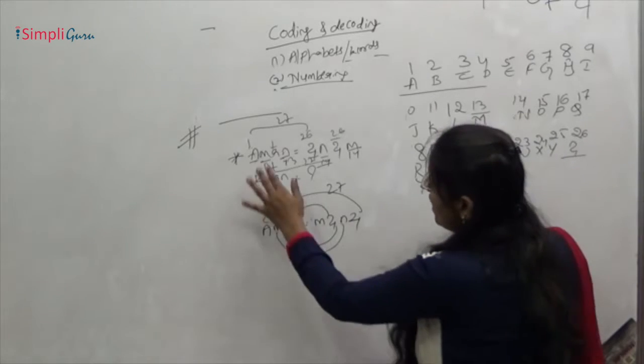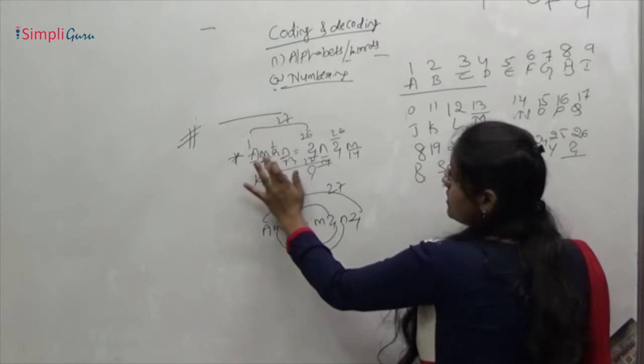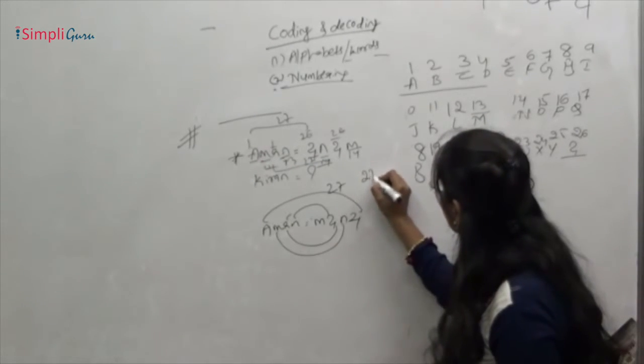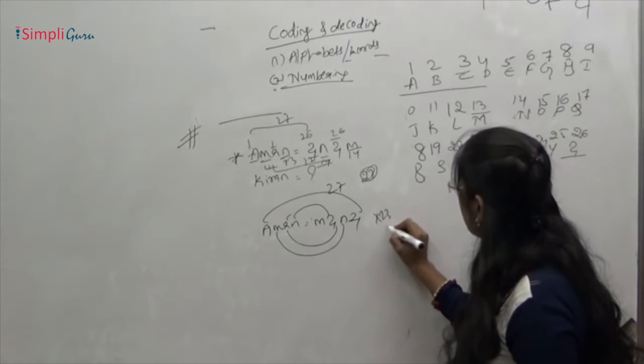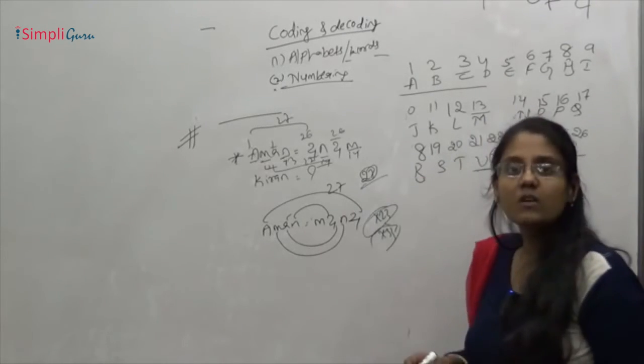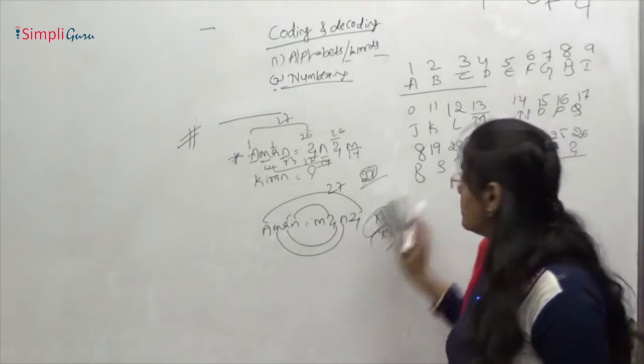Don't stick only to first and first, we have to check. Sometimes first and last. First and last we have to go from the reverse direction. Means it should get 27 only, not 23, 20, 33, no other numbers. We should get only 27. So this is the last way of asking the question from the alphabets.